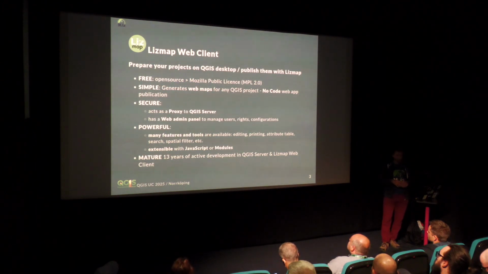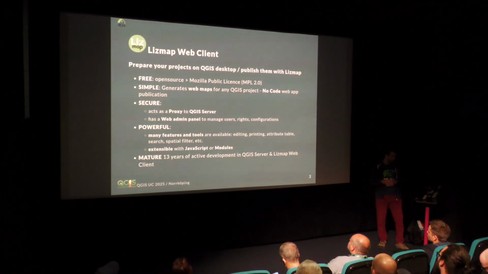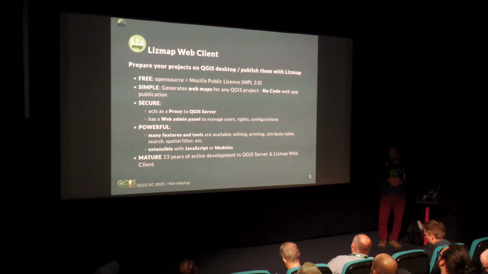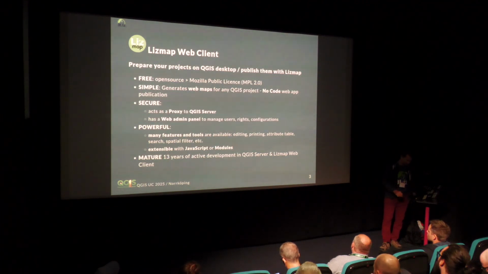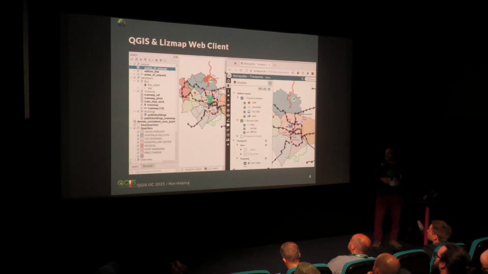Lizmap is quite old, I would say: it has already 13 years of active development. It started with two of my colleagues a long time ago, and we are catching up with the development. We're also trying to catch new features in QGIS Server. Here, for instance, is the project opened in QGIS on the left and in Lizmap on the right side. We can find again the legend, the same symbology, layers, etc.